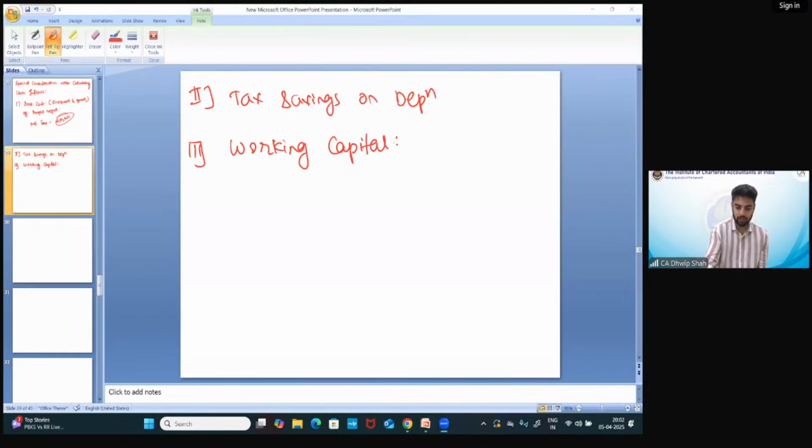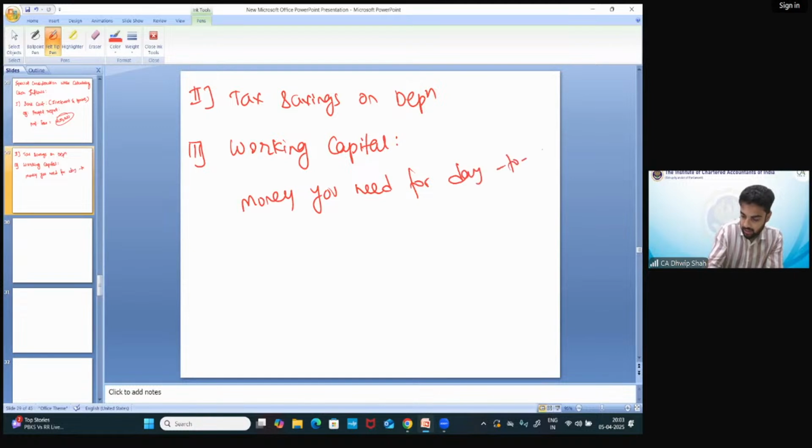Daily expense to meet. Okay. Partially correct. Any other try? Working capital is the asset which can be liquidized quickly. Okay. Correct. But in a very simple meaning, working capital is the funds, the money that you need for running day-to-day business.